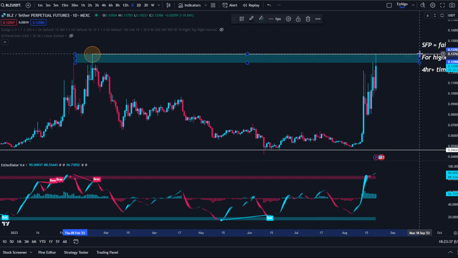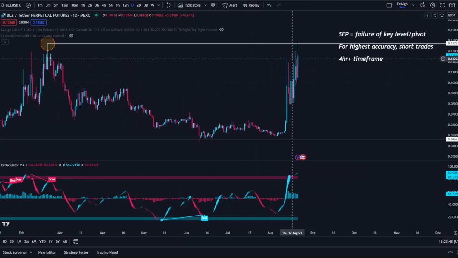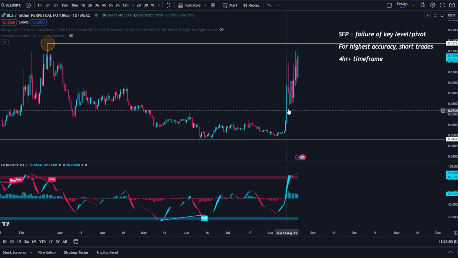A ton of selling pressure. We had actually wicked into the zone multiple times, telling us that there are sellers in this area. Now, if we look at the move up until this level, you can see that we have this very strong impulse move to the upside.